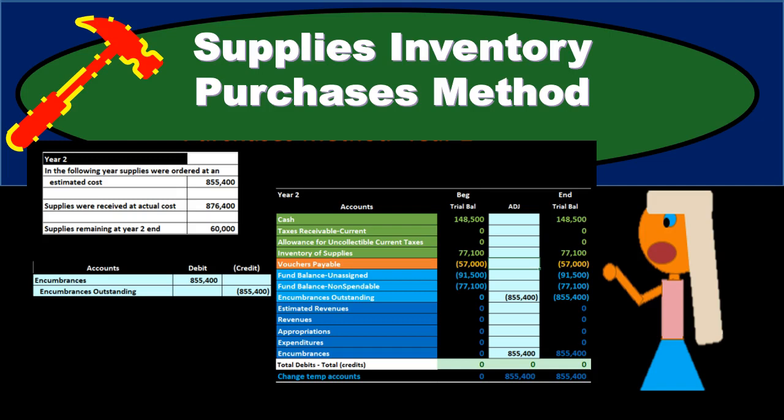In this presentation, we will work a problem related to the purchases method for recording supplies inventory in a modified accrual system in a fund accounting system for, in this case, the general fund. Note that there are two methods that we can use for the modified accrual for fund accounting, that being the purchases method here and the consumption method. The two methods will have different income statement amounts. However, the post-closing trial balance will remain the same.